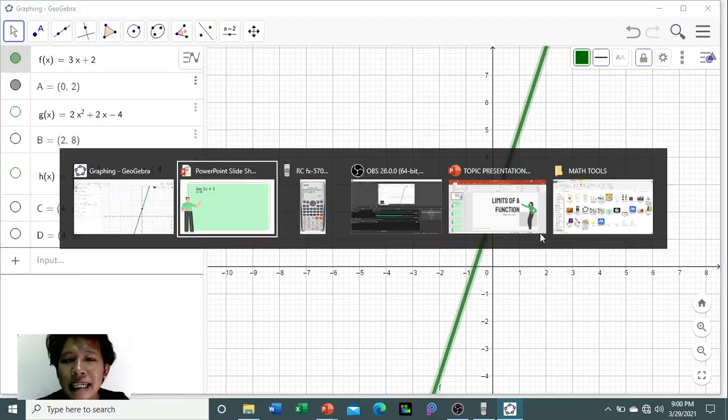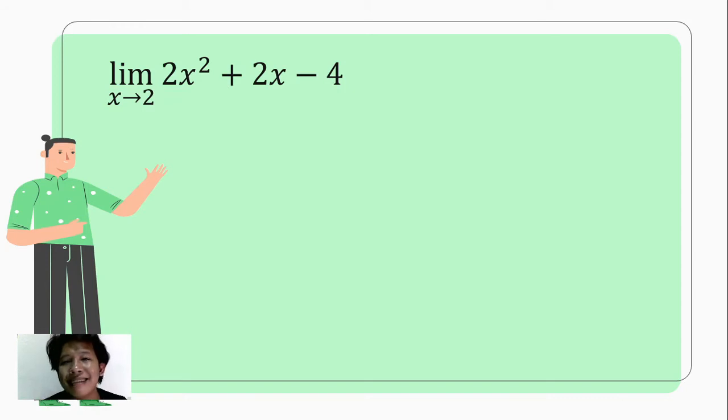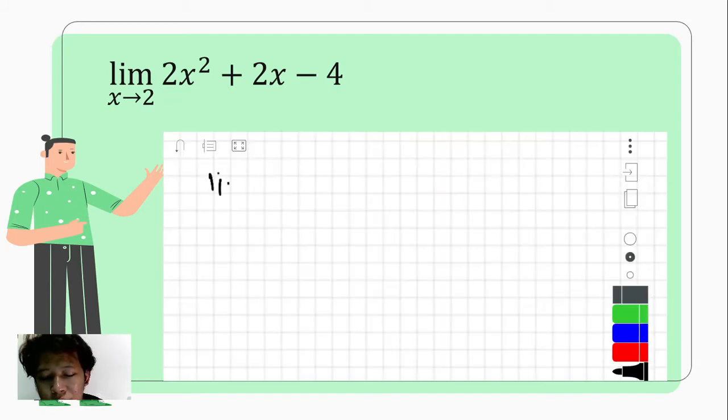Okay? So let us have another example. Suppose we have the limit of 2x squared plus 2x minus 4 as x approaches 2. So the function here is 2x squared plus 2x minus 4. And what we will look for is to determine the limit as x approaches 2 from the left and from the right. Okay? So again, let me just first rewrite the given. We have the limit of 2x squared plus 2x minus 4 where x approaches 2.